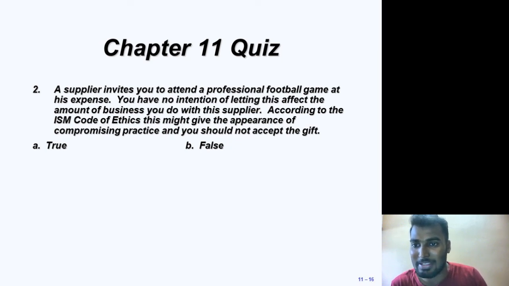false. A supplier invites you to attend a professional football game at his expense. You have no intention of letting this affect the amount of business you do with the supplier. According to the ISM Code of Ethics, this may give the appearance of compromising practice, and you should not accept the gift. Is this true or false?